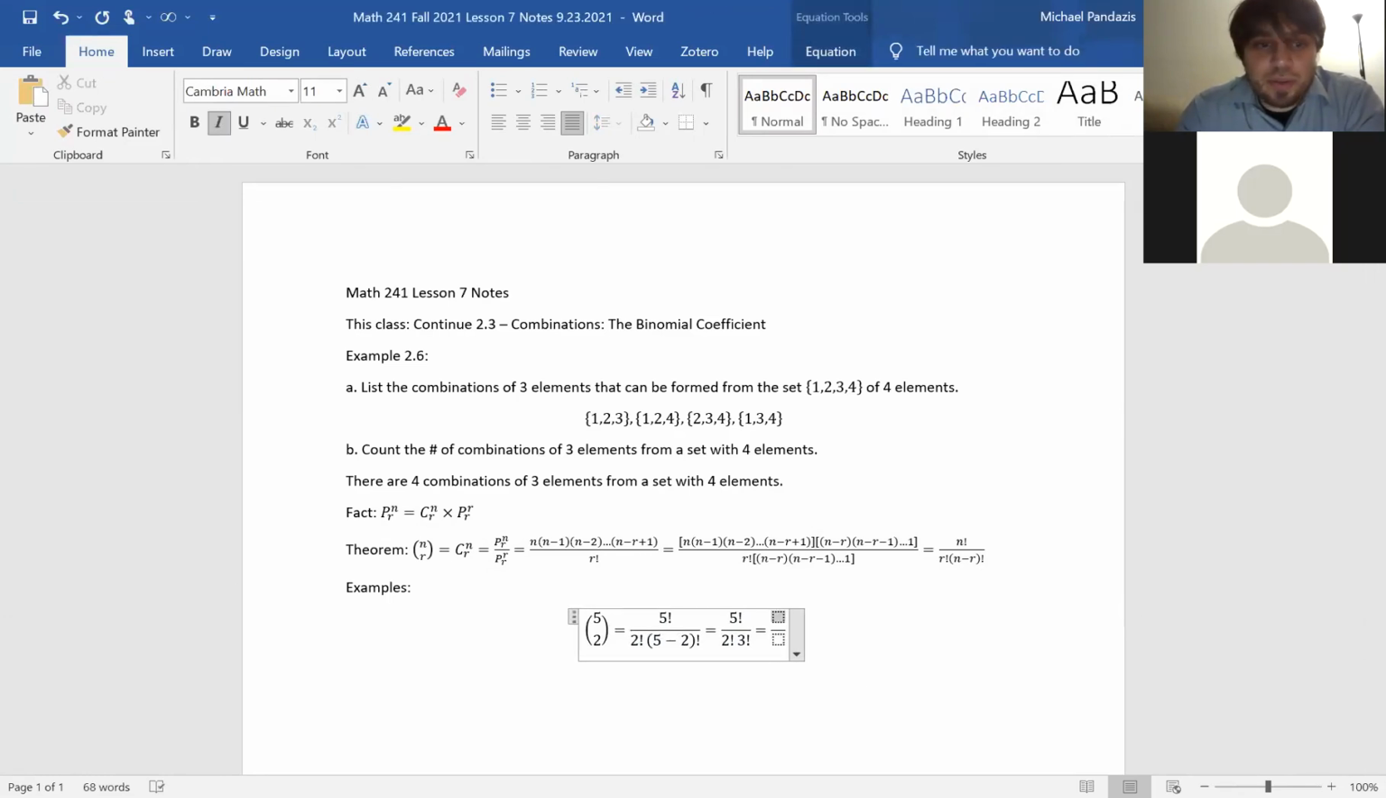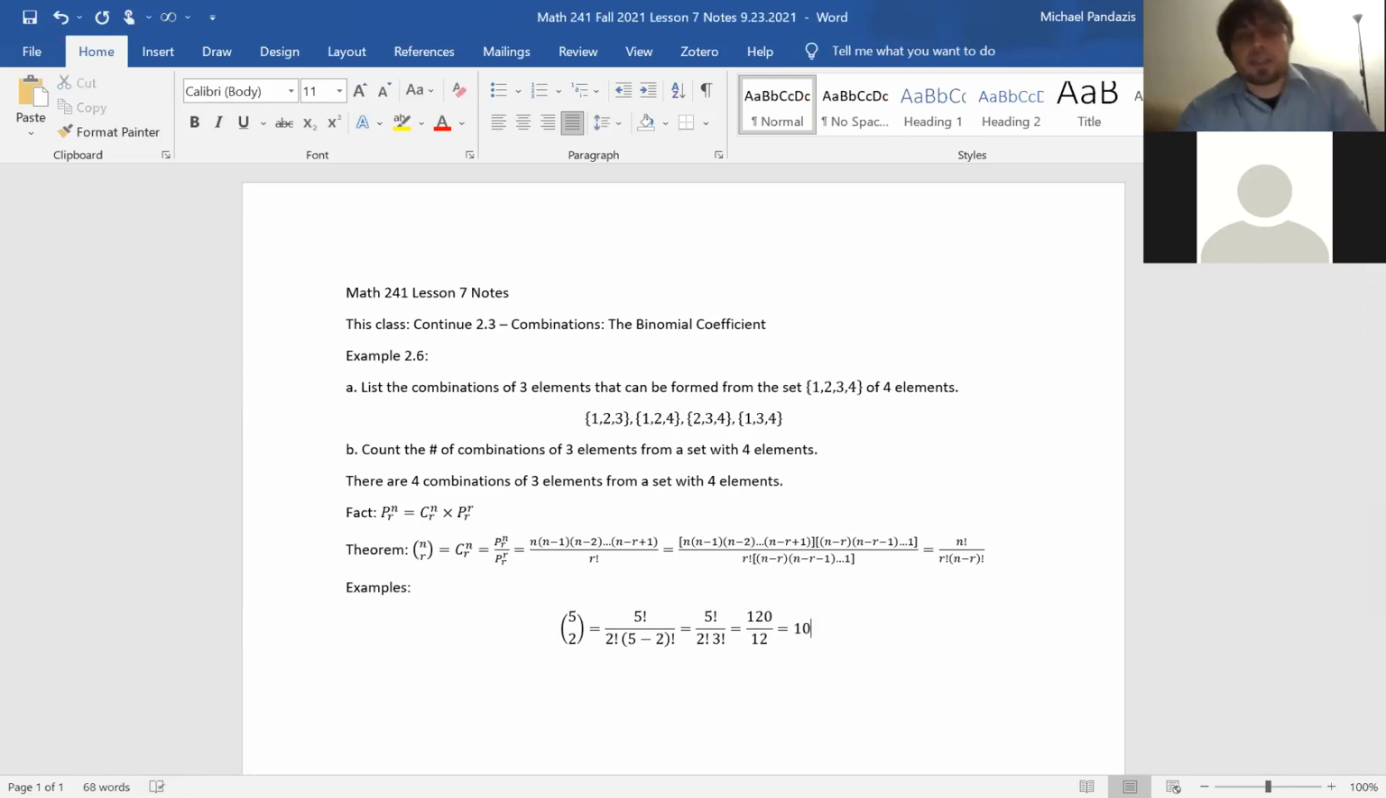And that's equal to 5 factorial, when you multiply it out, 5 times 4 times 3 times 2 times 1, you get 120. And then 3 factorial is 6. 3 times 2 times 1 is 6. 2 factorial is 2 times 1, which is 2. 6 times 2 is 12. So you get 120 divided by 12, which is 10. Okay, so 5C2 is 10. And see, that's one example.